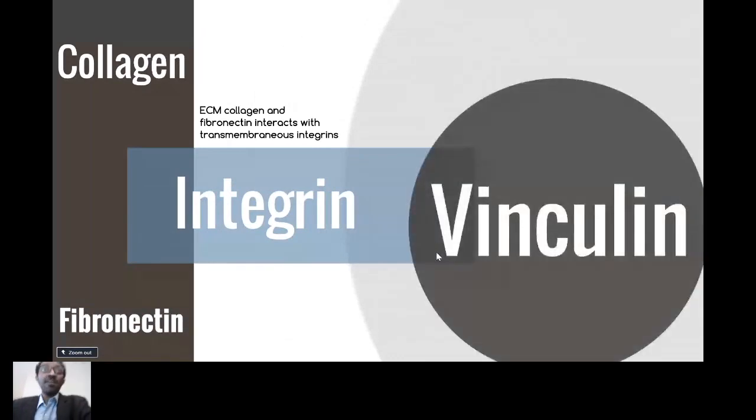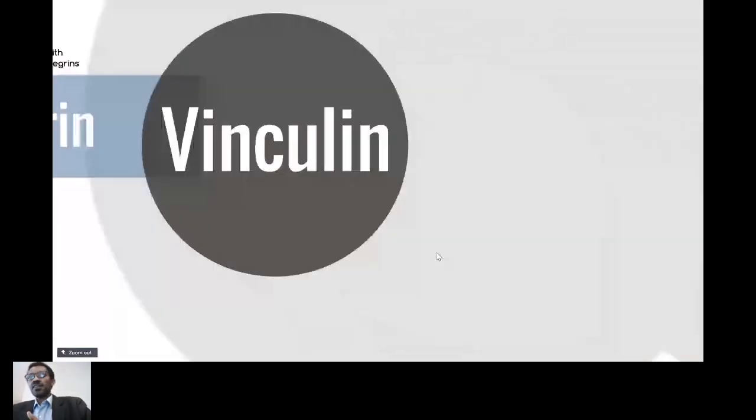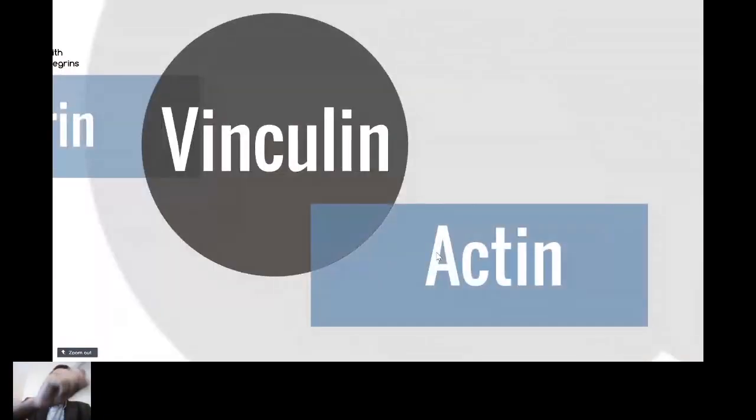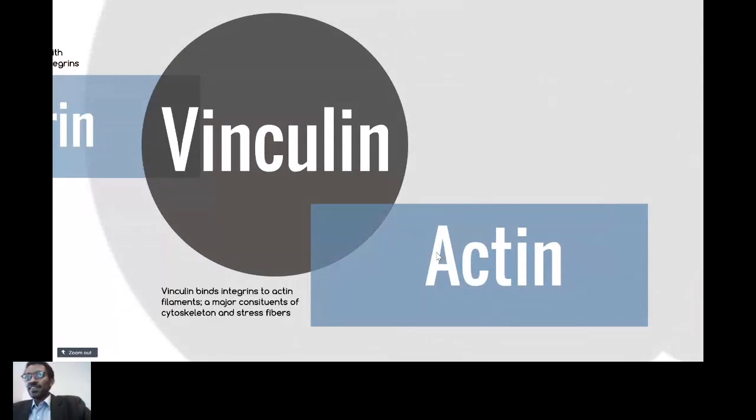It's an extracellular matrix: collagen and fibronectin interact with the transmembrane integrin. So that's the first thing. Integrins connect this extracellular matrix to vinculin, which is another protein inside the cell. Vinculin will attach to actin. Vinculin and actin are the most important proteins we were looking at when we were doing research, because vinculin binds to integrins. Actin filaments are a major constituent of cytoskeletal stress fibers.